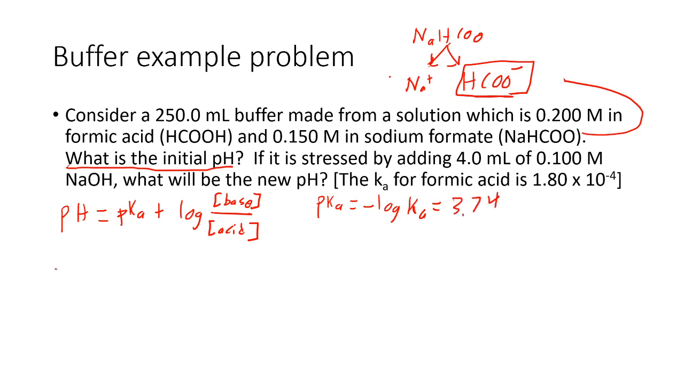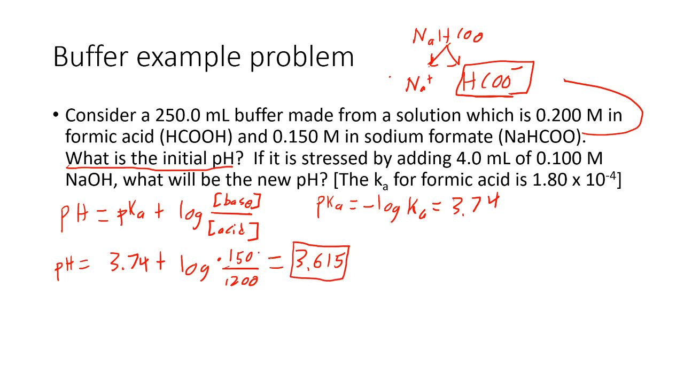Then we need to plug it into our equation. pH equals 3.74 plus the log of the concentration of our base. Remember, that's going to be from our sodium formate. That's going to be 0.150 molar. And our acid is going to be 0.200 molar. If we plug all those numbers in, we'll get a pH of 3.615. Note, I'm keeping one more decimal here than we usually do because it's going to help in the second part of the problem.